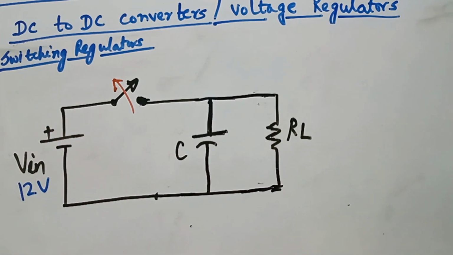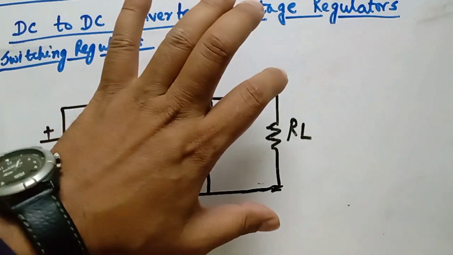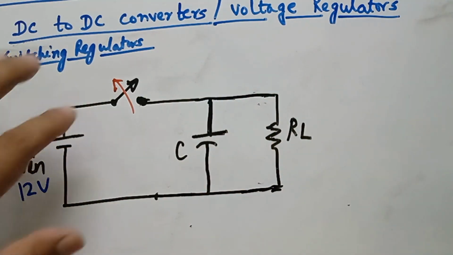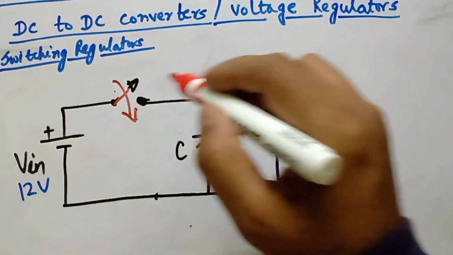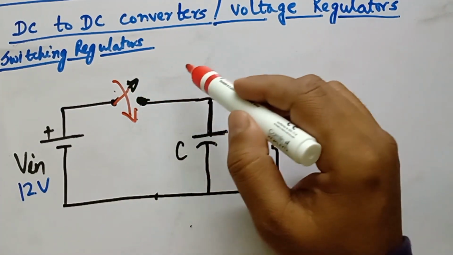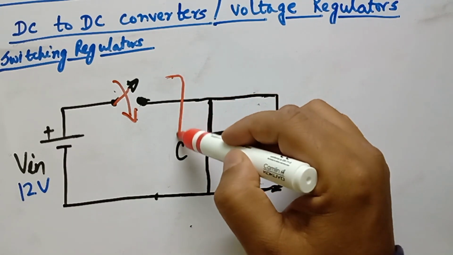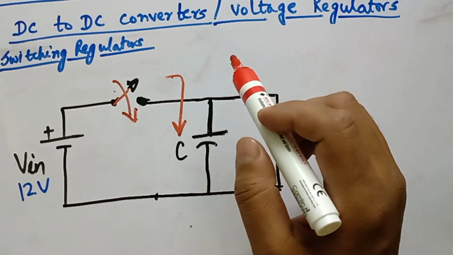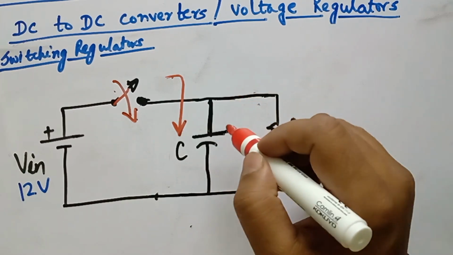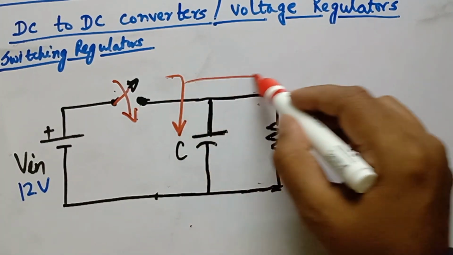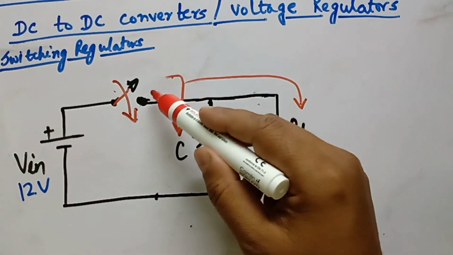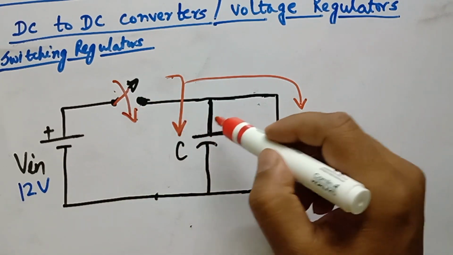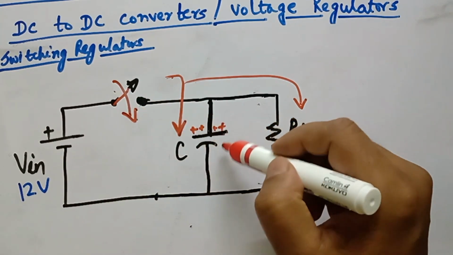So this is what happens when the switch is closed. There is no voltage across this capacitor or the load resistance and no current is flowing through. As soon as the switch closes, two things will happen. Number one, the current will flow through the capacitance because the capacitance actually opposes a voltage change, and the current will also flow through the load resistance. During this time, the charges coming from the voltage source will start accumulating on the capacitor plates.